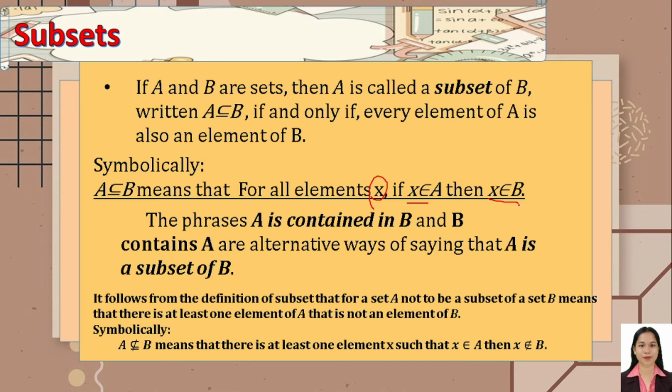So, it follows from the definition of a subset that for a set A not to be a subset of set B means that there is at least one element of A that is not an element of B. So, kahit isa doon sa element of A na wala doon sa B, hindi na sila masasabing subset. So, tawag na doon is a proper subset.